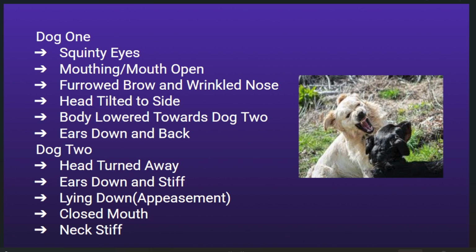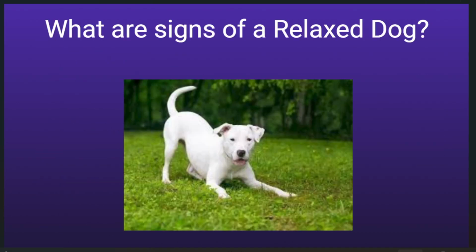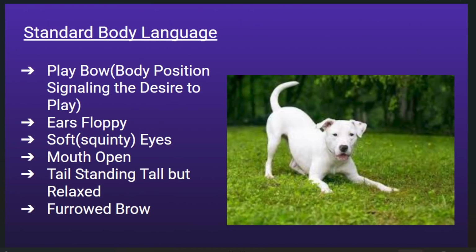However, looking at dog number 2, they have their head turned away, ears down and stiff, lying down. It could be an appeasement gesture, perhaps, closed mouth, and neck stiff. So it doesn't really look like dog number 2 is having a fun time. All right, what are the signs of a relaxed dog?